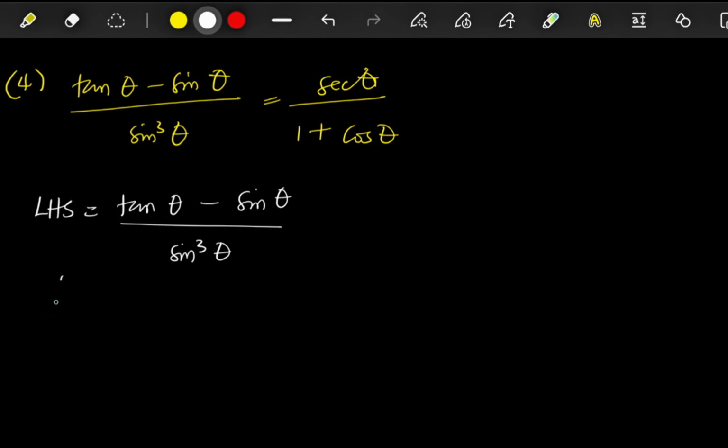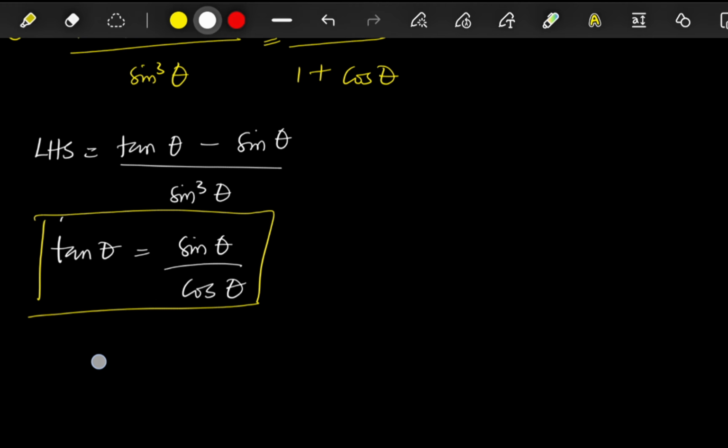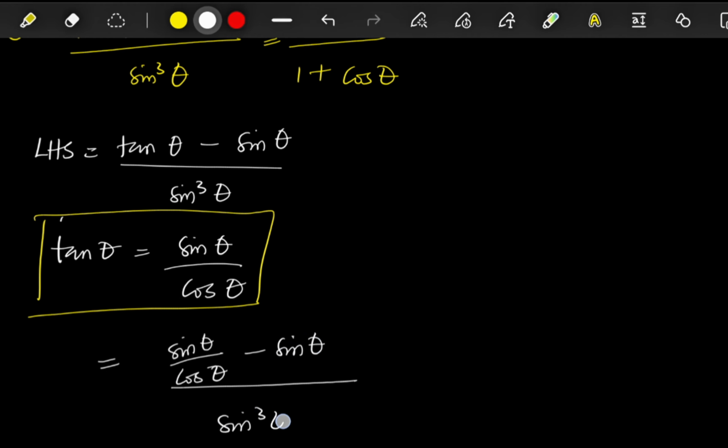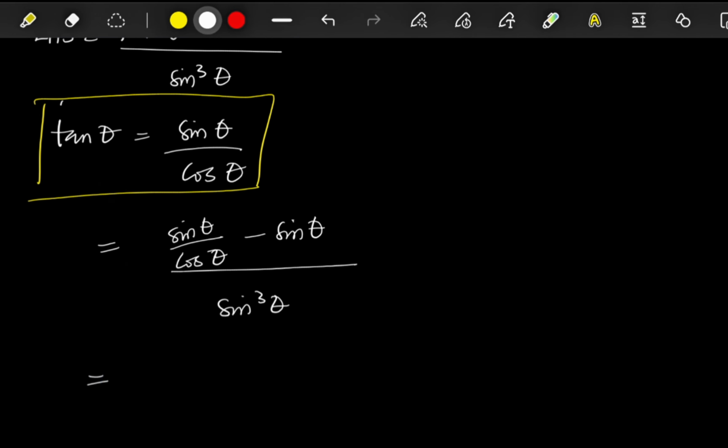From the get-go, we have to do trigonometry because tan theta is sine theta over cos theta. So we're going to put that into sine theta over cos theta minus sine theta over sine cubed theta. So here we factorize out sine theta.